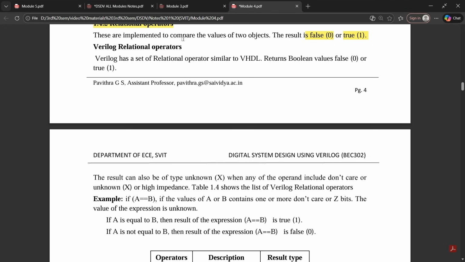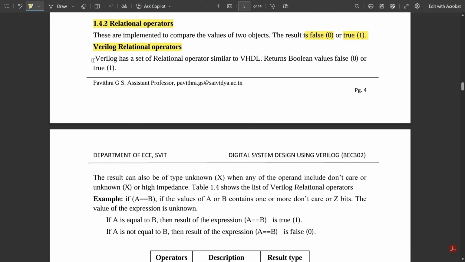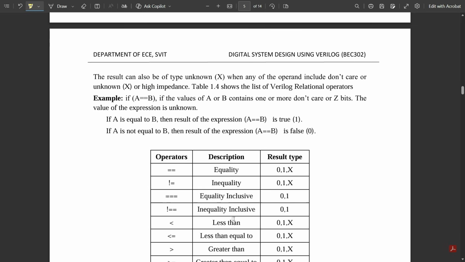So these are implemented to compare the values of two objects, and let us see now the definition part, the Verilog relational operators. Verilog has a set of relational operators which is similar to those in other hardware description languages. It returns Boolean values false or true. Okay, false is for 0 and true is for 1. So with one example, let us try to understand these relational operators here.